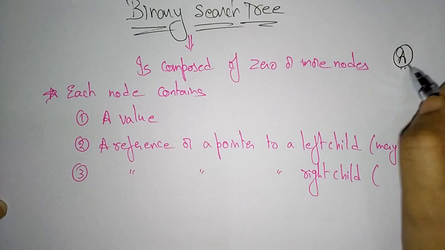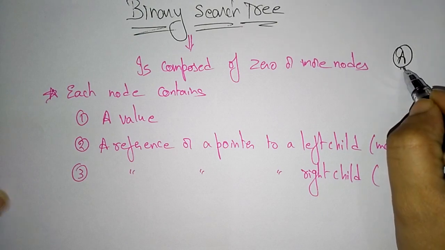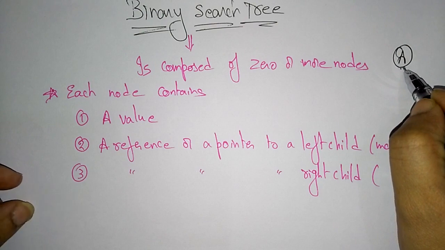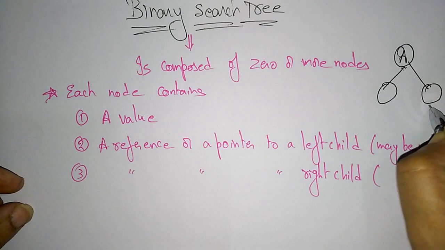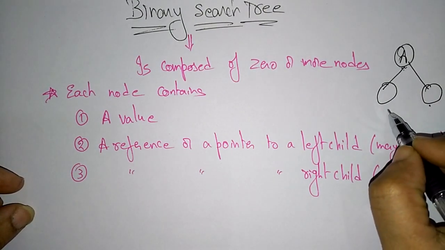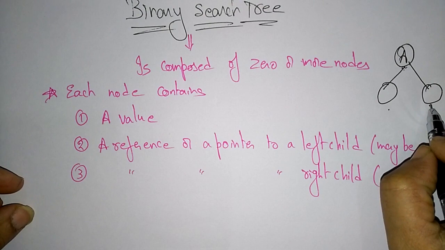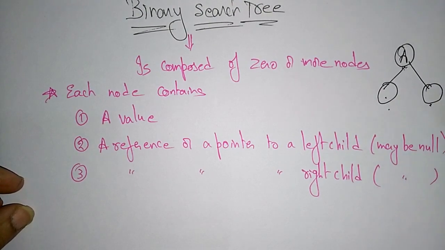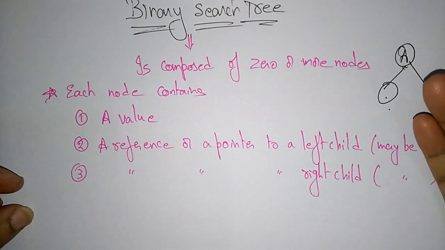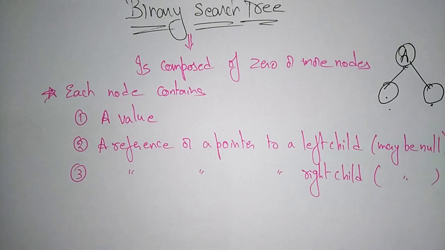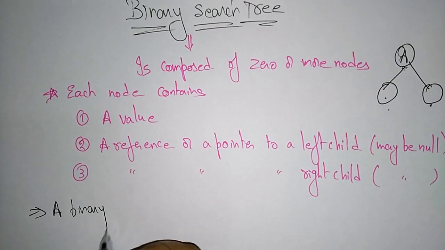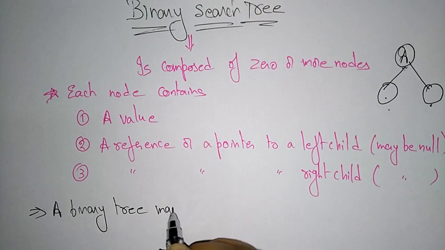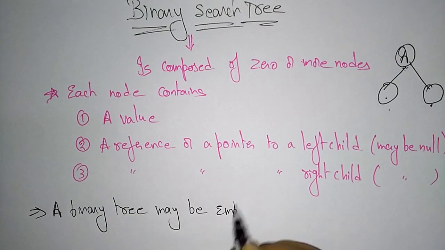Here a node contains a value, that is some sort of data item, and a reference or pointer to the left child and a reference or pointer to the right child. So this left child may contain a data value or it may not contain a value. Okay, next coming to a binary tree, it may be empty. Without values it can be there.